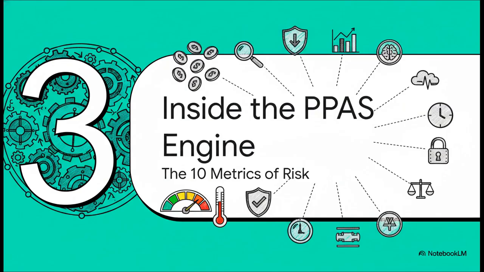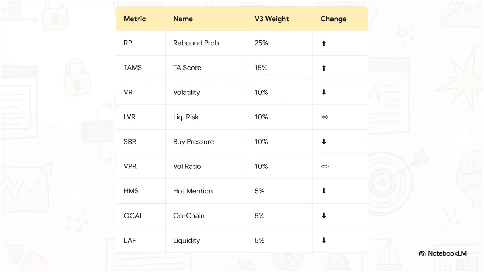All right, so we've got our clean data. Now it's time to get into the real core of the system, the proprietary panic/alert score, or PPAS engine. This is where the tool takes each of our top 40 coins and analyzes them across 10 different dimensions to spit out a single final risk score from 0 to 100. This table from the tech spec is basically the secret sauce. You can see the 10 different metrics, everything from technical stuff like rebound probability to fundamentals like on-chain data.